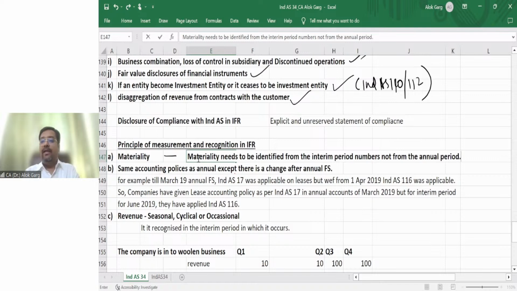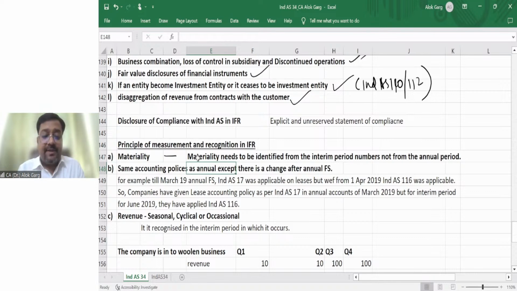An item could be immaterial from the annual period perspective, from the 12 months number perspective, but from the quarter perspective, it could be material, right? From the quarter perspective, it could be material. There could be a loss in a particular quarter, but there could be a profit in another quarter. You have to see the materiality from that perspective. Is that clear? Is that clear?